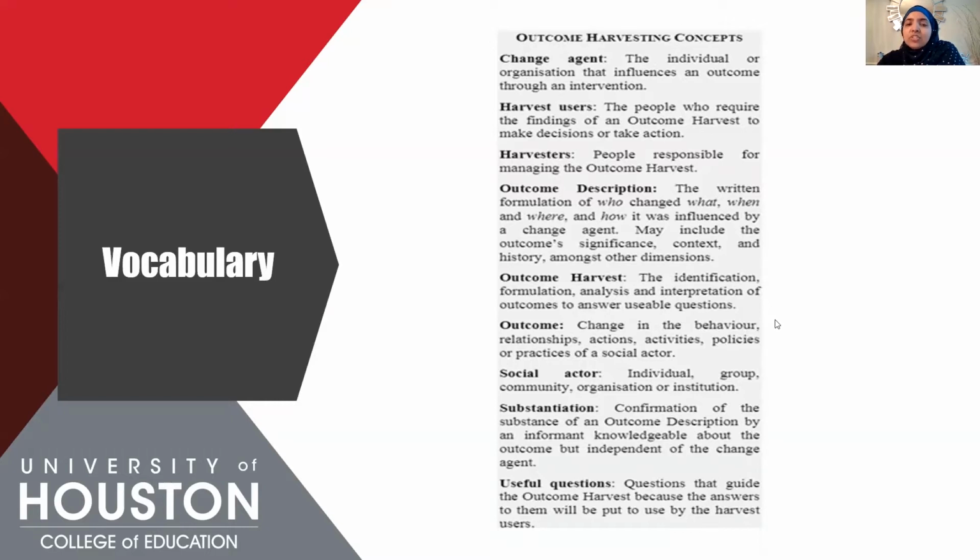You have the outcome itself, which is the change in the behavior, relationships, actions, activities, policies, or practices of a social actor. You have the social actor, which is the individual, the group, the community, the organization, or the institution. You have the substantiation, which is confirmation of the substance of an outcome description by an informant knowledgeable about the outcome, but independent of the change agent. And you also have useful questions, which are questions that can guide the outcome harvest because the answers to them will be put to use by the harvest users.